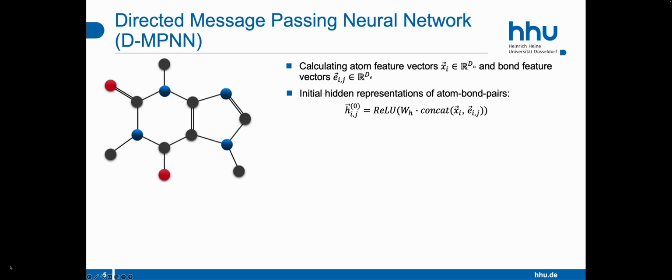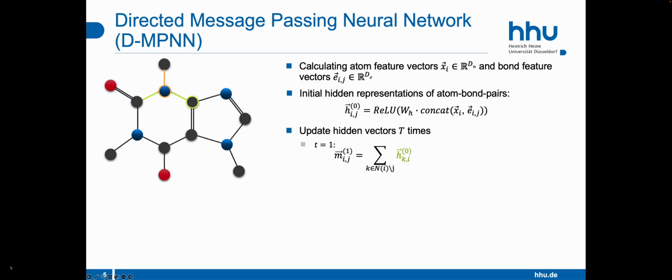In the following steps, we now want to update the hidden atom bond representations. Let's assume we want to update the atom bond feature vector marked here in orange. To update the vector representing this atom bond pair, we use information about the neighboring atom bond pairs that move in the direction of the orange atom, here displayed in green. However, we do not include the atom bond pair that shares the bond with the atom bond pair that we want to update. In our case, we have two such atom bond pairs for the same atom.